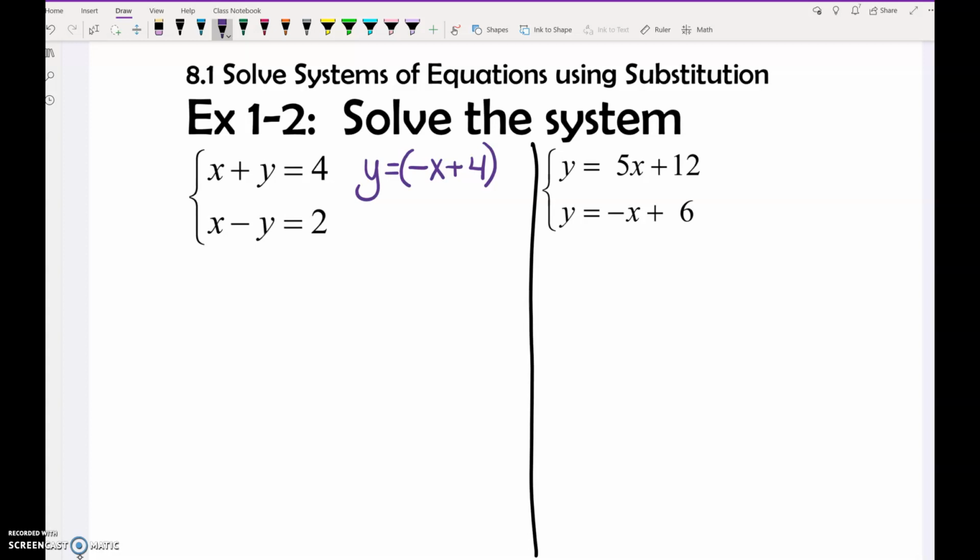All right, this is going to go in place of this y. So we're going to take this y out and put negative x plus 4 in its place. It's kind of like this second y is the quarterback and he falls and breaks his leg. So the backup quarterback, negative x plus 4, is going to go in his place.